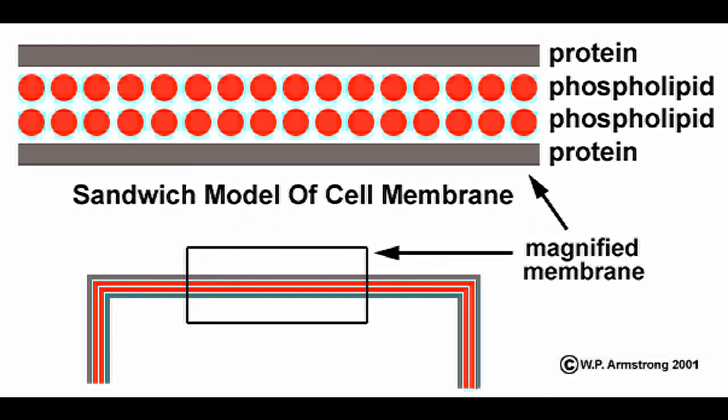Thus, it was proposed by Hugh Davson and James Danielli that the membrane is coated with hydrophilic proteins on both sides, and this is called a sandwich model, where a phospholipid bilayer is sandwiched between two layers of protein.